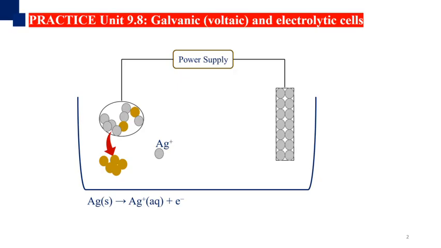We know that oxidation happens at the anode and electrons flow from the anode to the cathode. So if the impure silver is our anode, then the pure silver on the other side will be our cathode, where reduction takes place.